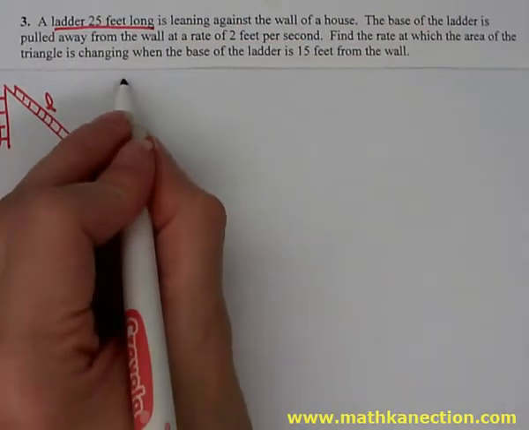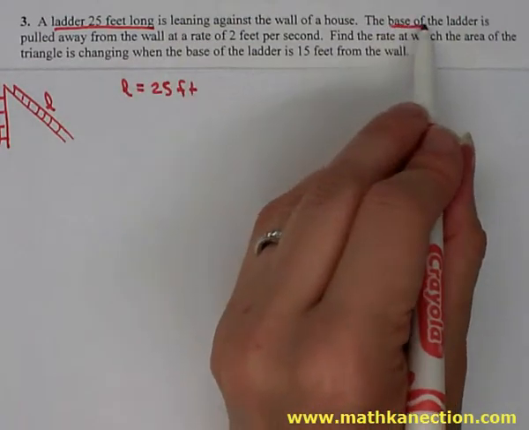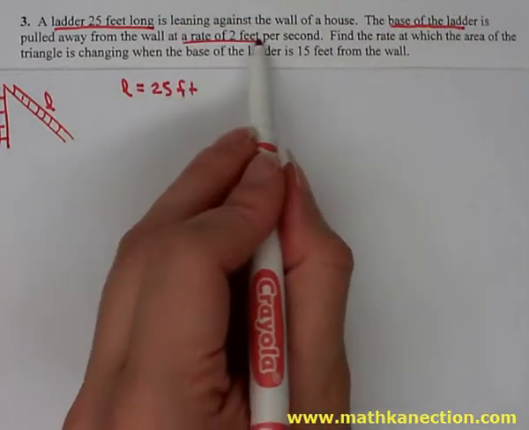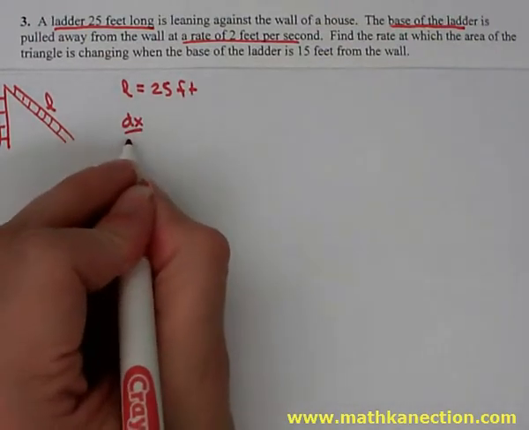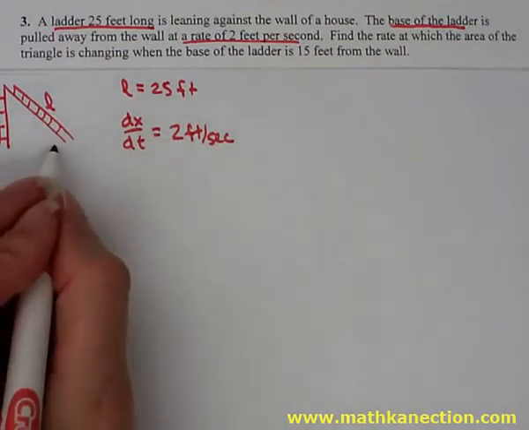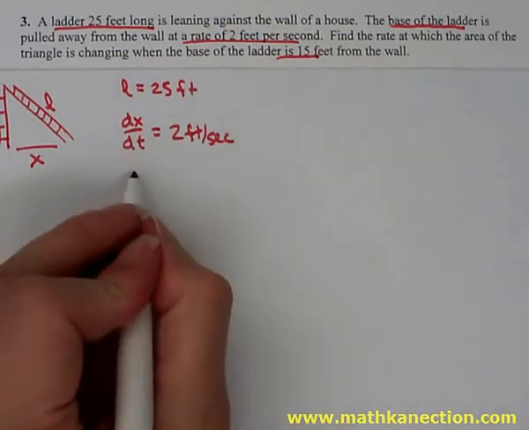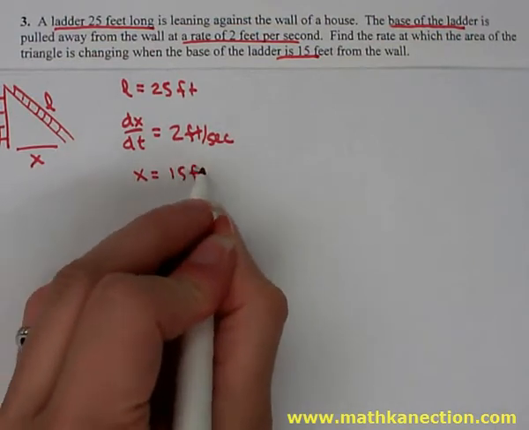Again, we have a ladder leaning against the wall, so the same scenario, the ladder is 25 feet long. The rate at which the base of the ladder is pulling away from the wall is the value of x, so the rate of dx dt is 2 feet per second. The ladder is 15 feet away from the wall, so the value of x is equal to 15 feet.